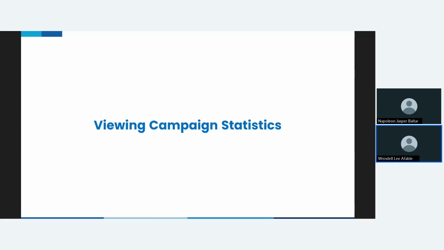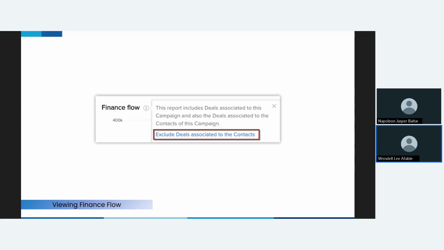And then once your invitations are out and registrations start rolling in, your CRM turns into a very powerful tracking dashboard. Let's look at the incredibly detailed campaign statistics you can view right from your record details page. First up is the finance flow, which basically features a really intuitive waterfall chart.